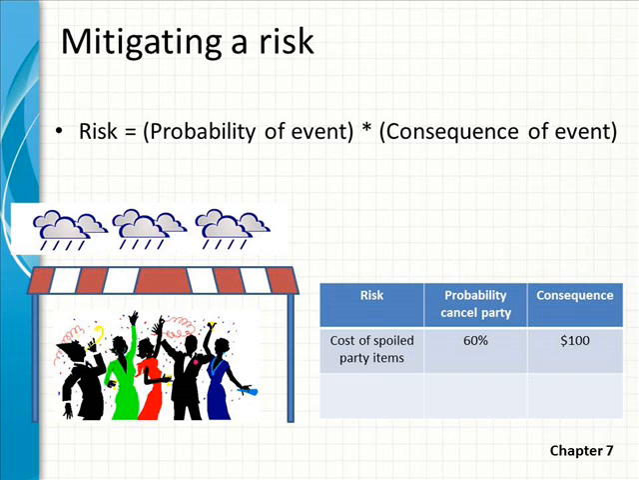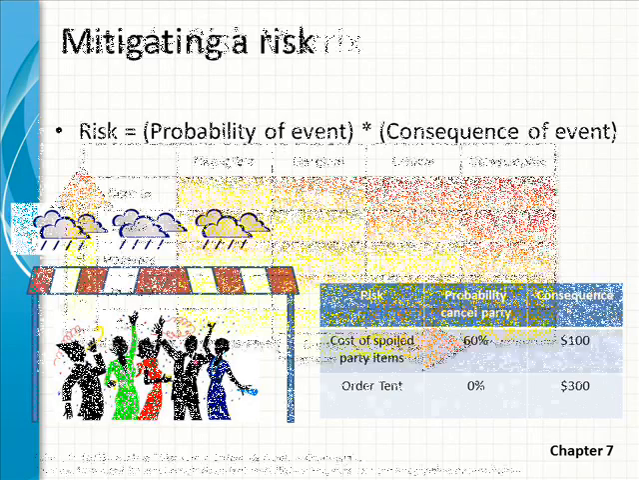Now what we can choose to do is to mitigate that risk and actually have a large tent erected so that no matter whether it rains or not, we can still conduct that party. In this case, there's a 0% chance that we'll cancel the party, but it comes at a cost. We'll have to order that tent and have it set up and taken down at a consequence of maybe $300.